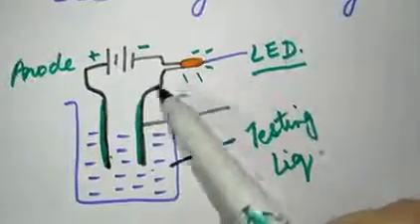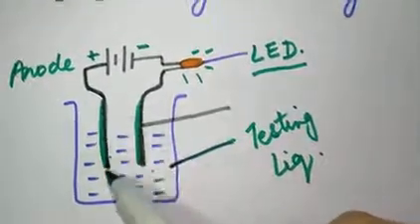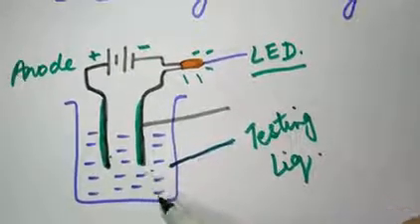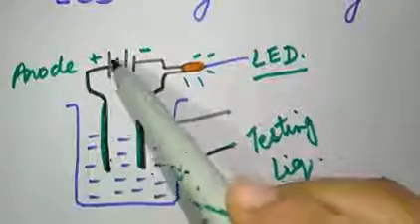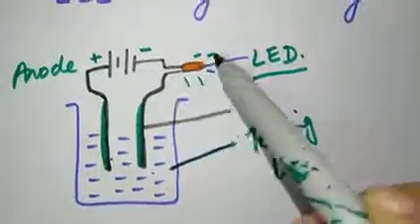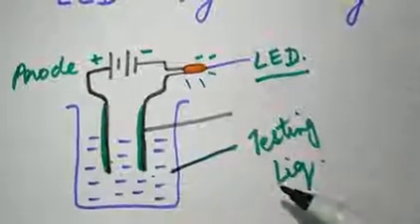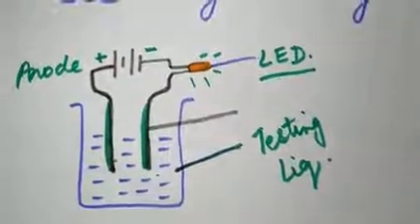What we have to do is insert these metallic pins into the liquid, and then connect it with the battery and with the LED. If the LED glows, then it is a conductor, and if the LED does not glow, then it is an insulator.